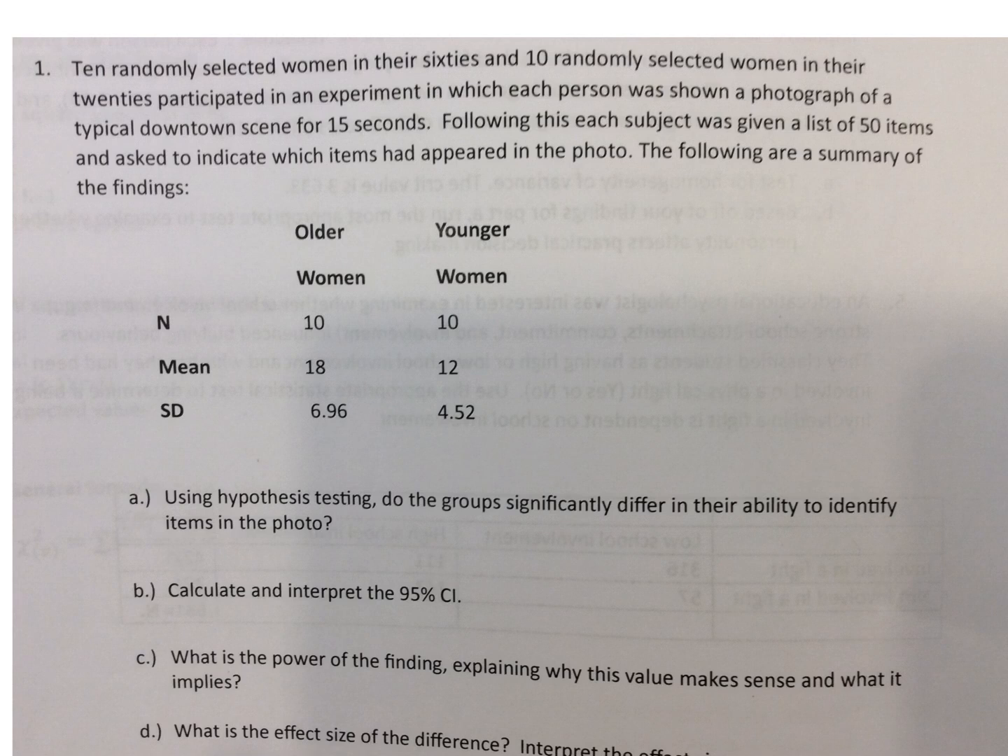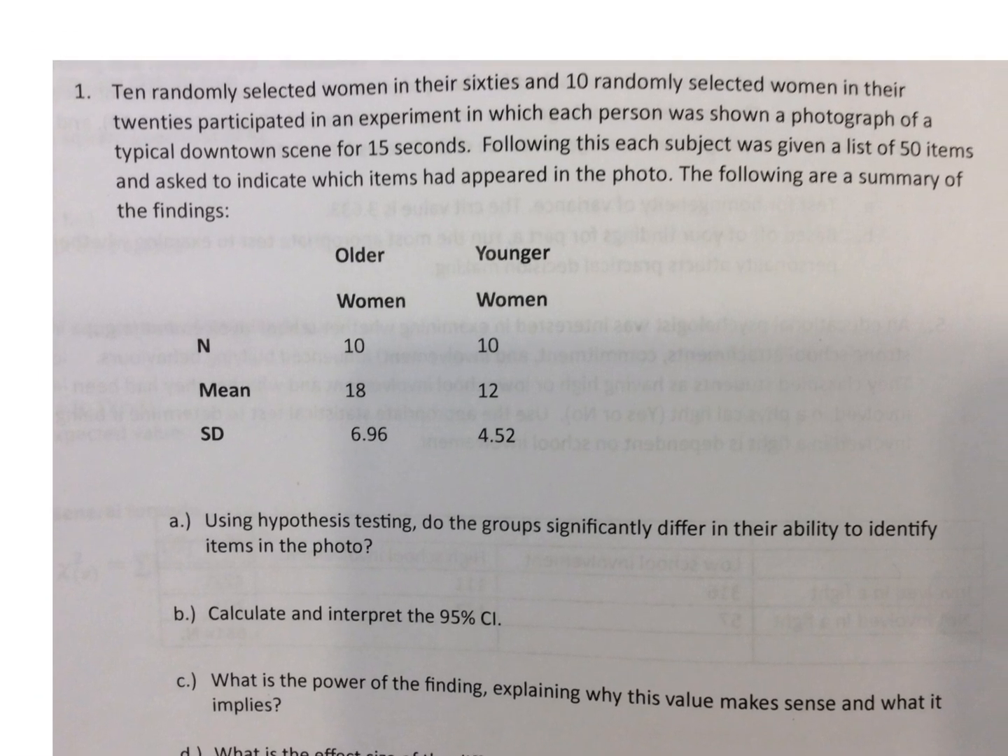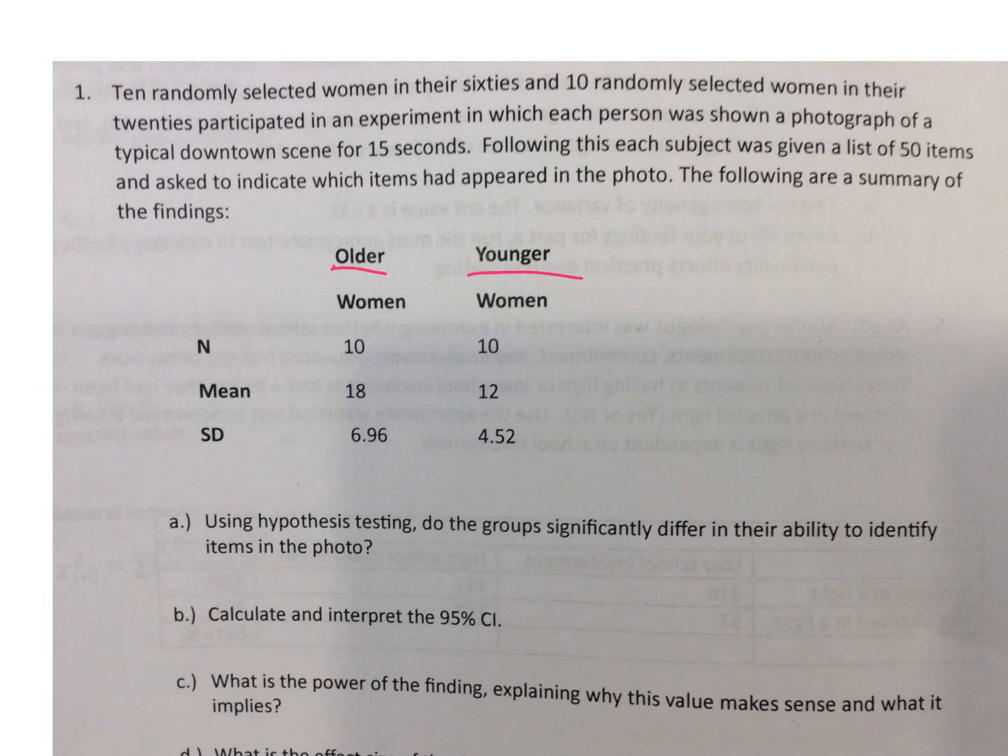And so when we look at question 1, I think it's a lot easier to look at specific examples. So here's question 1 for us. And we have two groups. We have the older women and the younger women. They cannot be older and younger at the same time, so we know that they're independent groups. And they're giving us an n of 10 for each group. They give us a mean for each group and a standard deviation for each group.